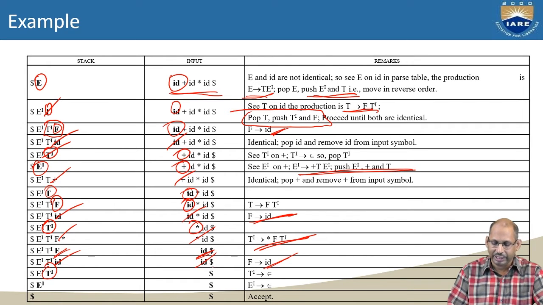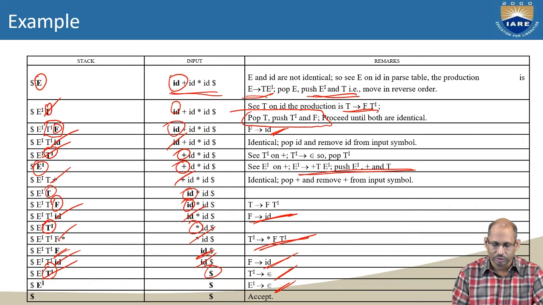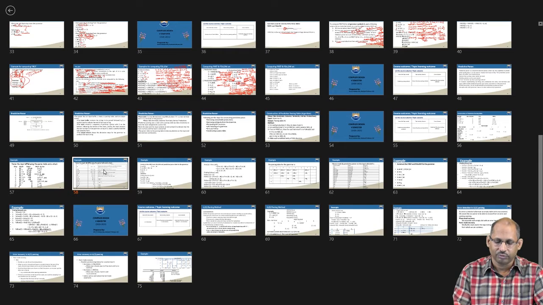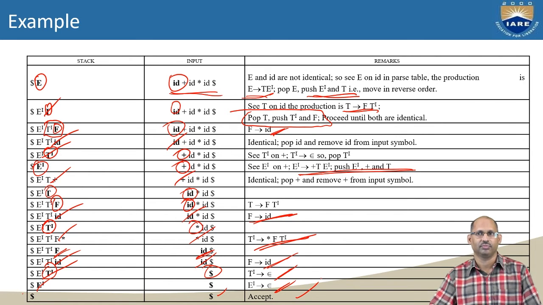Then T dash and dollar. T dash gives epsilon. So delete T dash. Then E dash and dollar. E dash gives epsilon. So remove E dash. Since this is a dollar sign and this is a dollar sign, simply accept. Right?